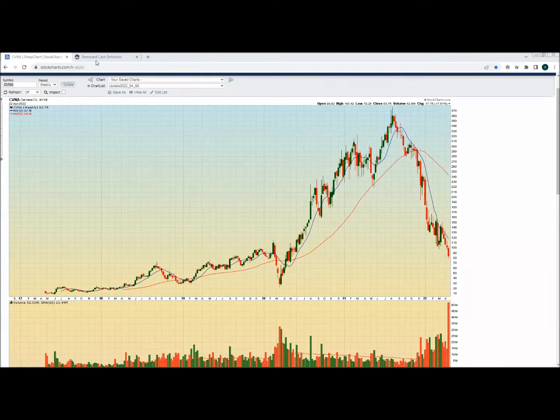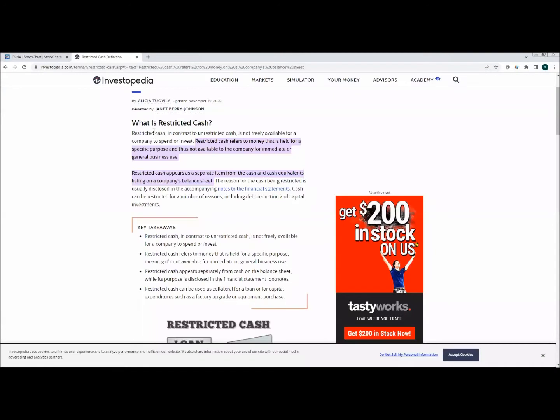I think one more quick definition that we will see here is restricted cash. So restricted cash, this is from Investopedia. This refers to money that is held for a specific purpose and is not available immediately for general business use. It's listed separately on the balance sheet. So if you have restricted cash, you'll see cash equivalents, and then another line item for restricted cash. Now, the total cash is the sum of those two numbers.